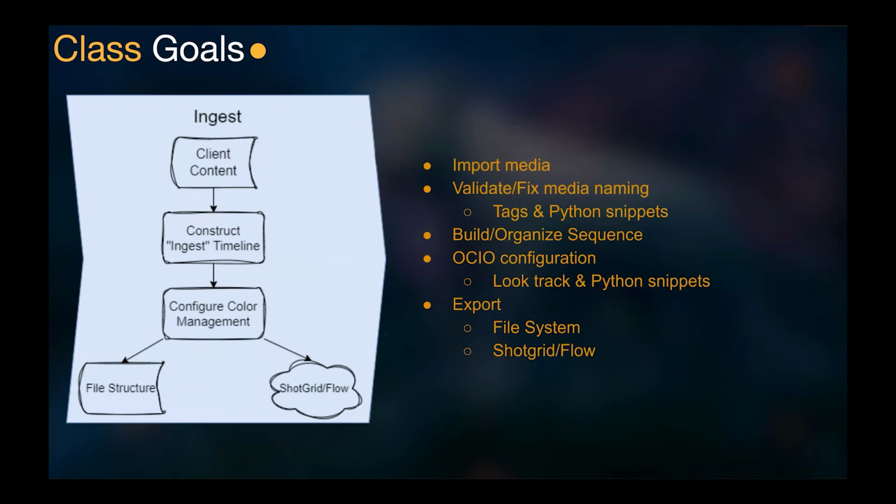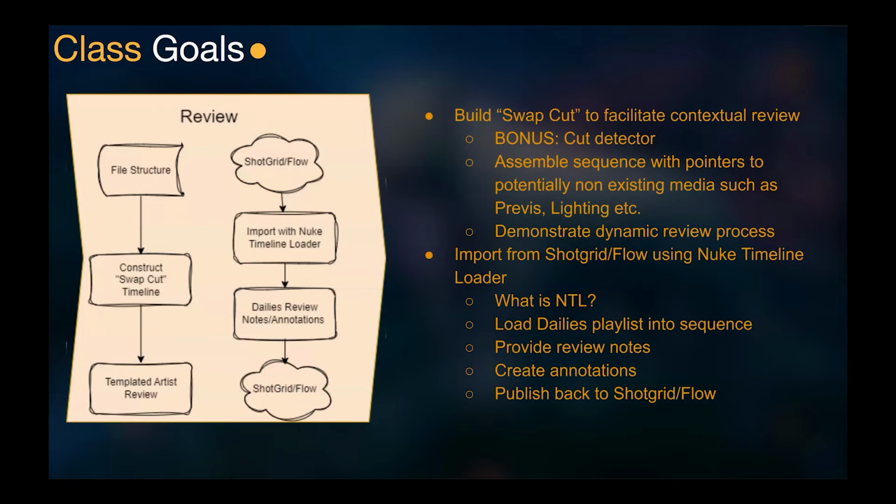The first section, ingest: we'll go through importing the media, validating and fixing any media naming issues using tags and Python snippets, go over OCIO configuration using look tracks and Python snippets, and we're going to export to the file system or ShotGrid/Flow. Then we'll move on to review.